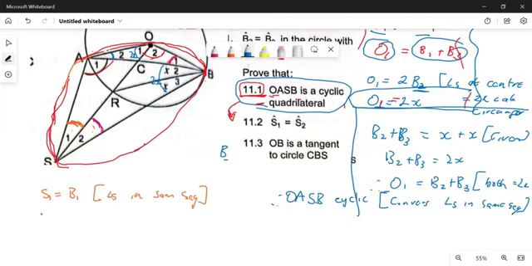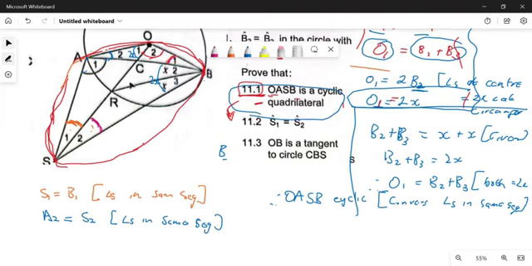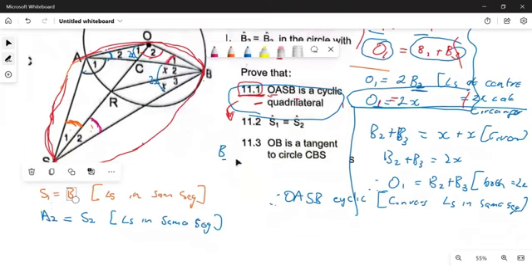Okay, so you can safely say that A2 is equal to S2. And then what would be your reason behind this one? Angles in the same segment. We're still moving. So you just told me that A2 is equal to S2. And you also said S1 is equal to B1, and the reason is angles in the same segment.